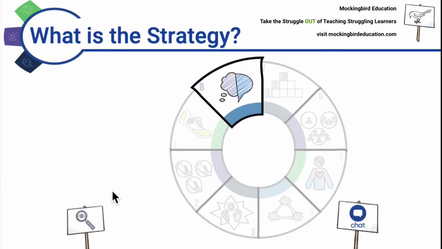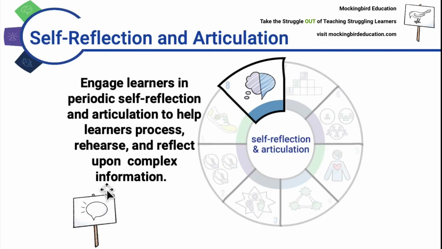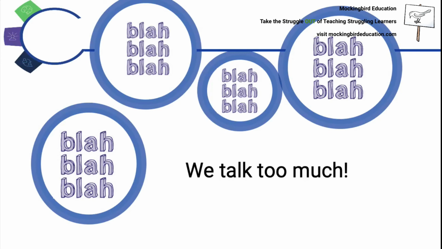And then here's the last one, and perhaps my favorite one, which is that learners need time to reflect and articulate. This is self-reflection and articulation. Engage learners in periodic self-reflection and articulation to help learners process, rehearse, and reflect upon complex information. There's an expression in Mockingbird that sounds like this: if you can't articulate information in your own words, then you don't own the information. That means that if you can't repeat it in your own language, then you probably don't understand it well enough. Remember this: we talk too much.